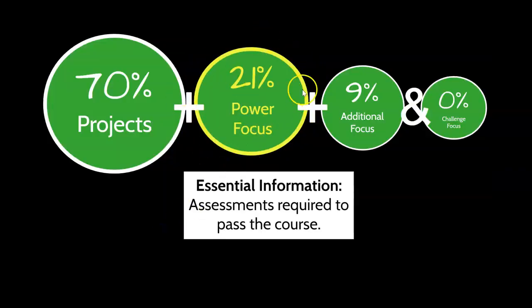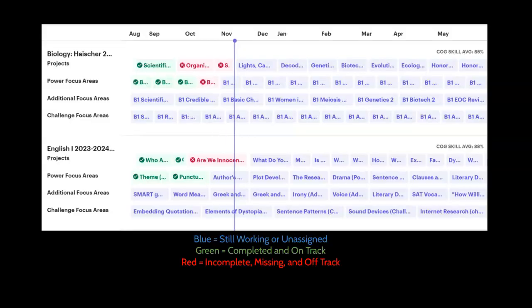So do remember that power focuses are 21% of a student's grades, and these are considered essential information that are required to pass the course. So students must complete all power focuses in order to pass the course. So where are these power focuses found? They are located in this row right here beneath projects and above additional focuses. We have power focus areas.